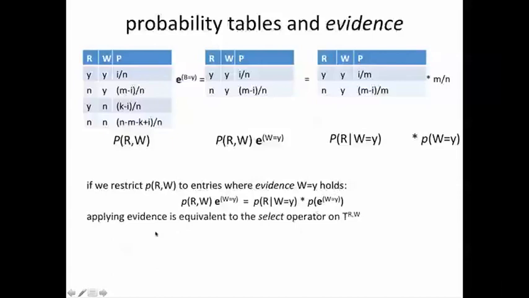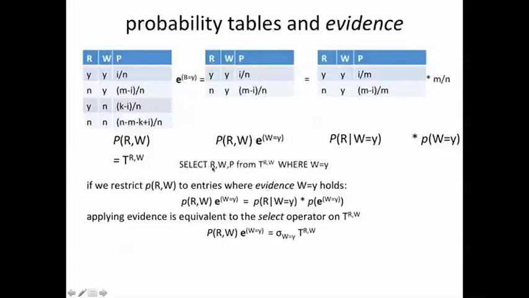Now, coming back to SQL, it turns out that applying evidence is the same thing as using the select operator on the table R comma W, which is just this table. So what we did is multiply P of R, W by the restriction operator, which is the same as doing a select. In other words, select R, W, P from this table where W equals yes. That's fairly obvious.